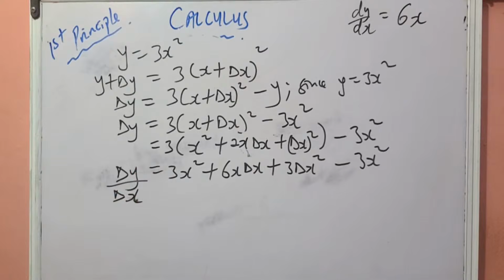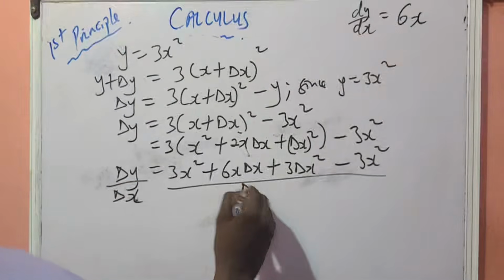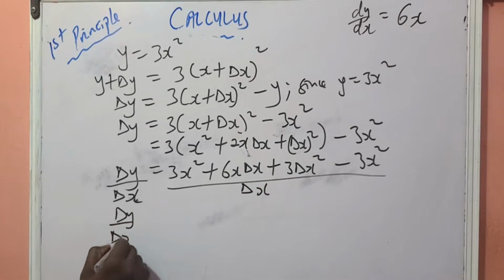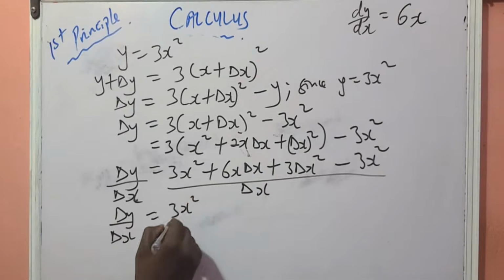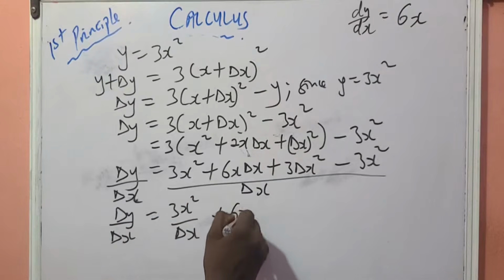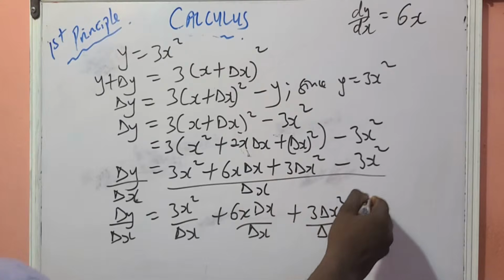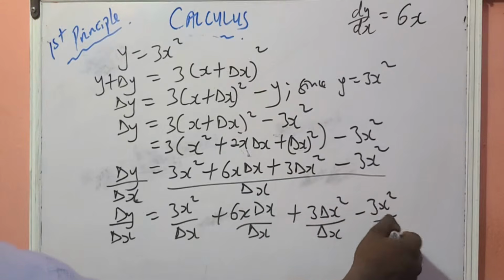All right. So I want to divide all this with change in x. So let's see what we're going to have. Of course, everything we're dividing with change in x. So this obviously will give me something of this sort. I will have 3x squared over change in x plus 6x change in x over change in x plus 3 change in x squared over change in x minus 3x squared over change in x. All right. So some will be able to cancel while some will not be able to cancel.